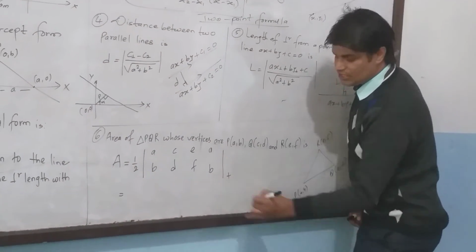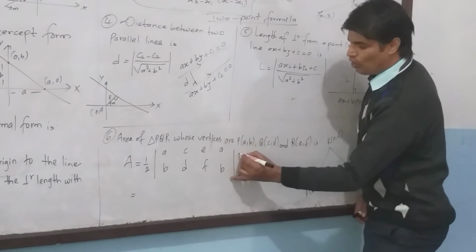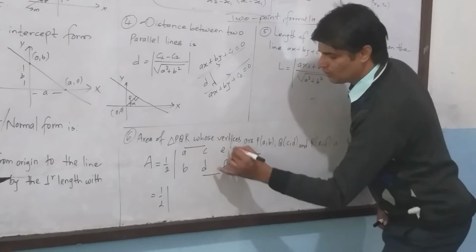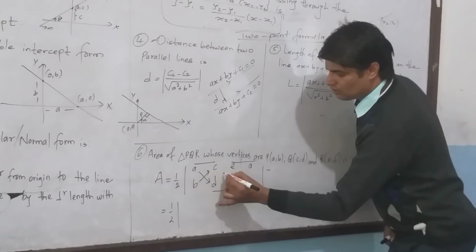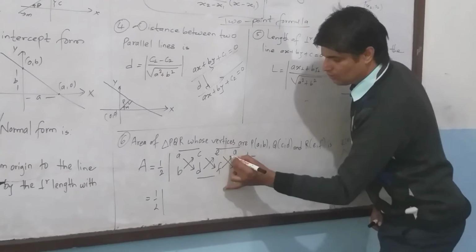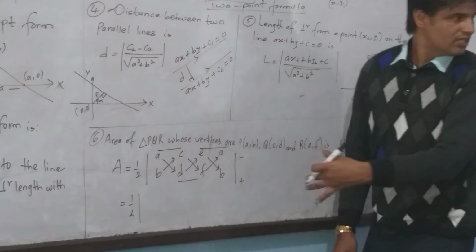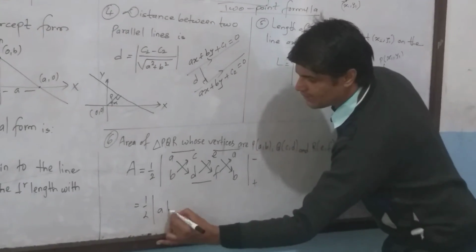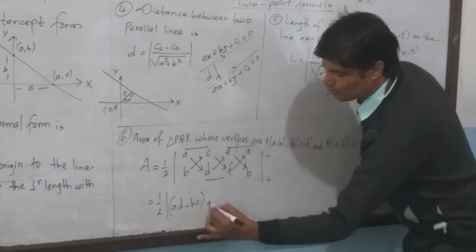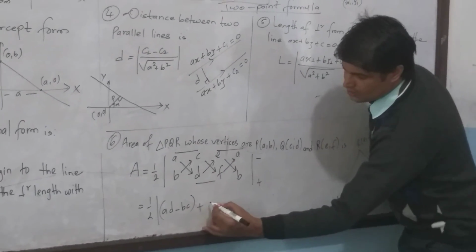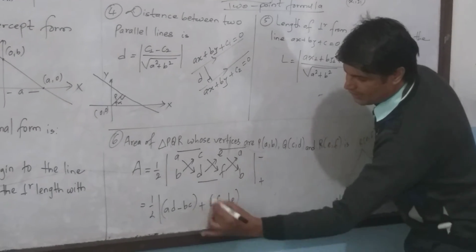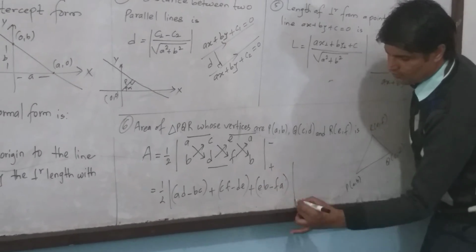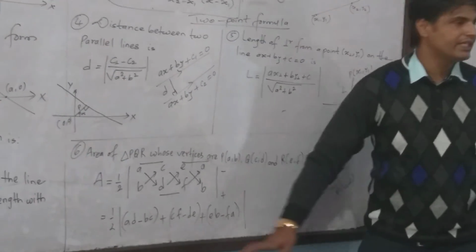Whenever you go downwards, use a positive sign. Whenever you go upward, use a negative sign. So altogether there are 3 groups. See, 1, 2, 3 groups. Make arrows so that it will be easy for you. No need to make arrows once you are habituated afterwards. So here, whenever you go down, it's positive. So ad minus bc, it's one group. And the second group, cf minus de. And the next one is eb minus af. So now simplifying this, we can get the area of the triangle.